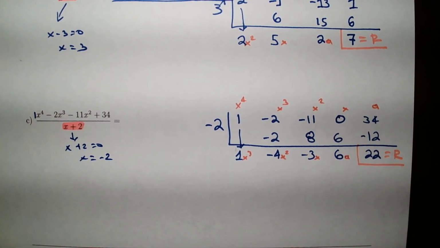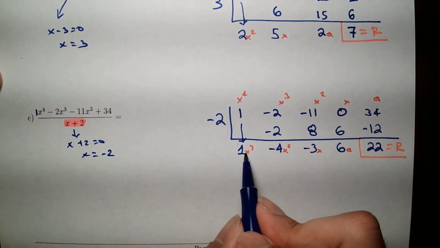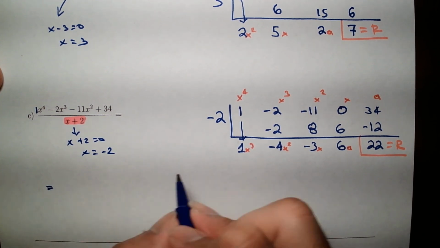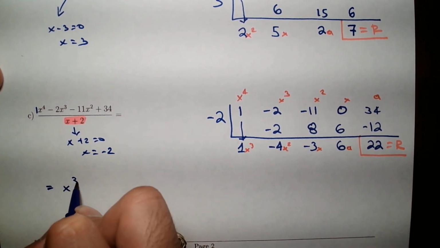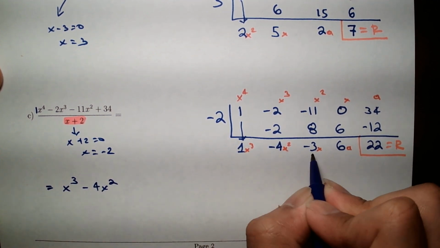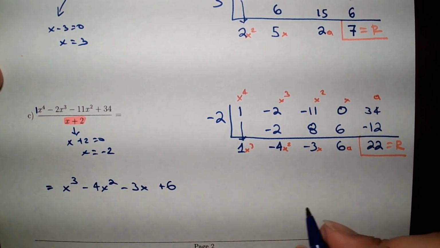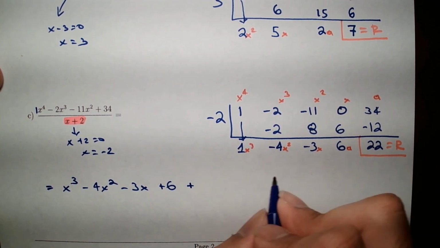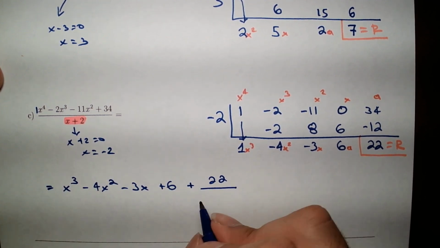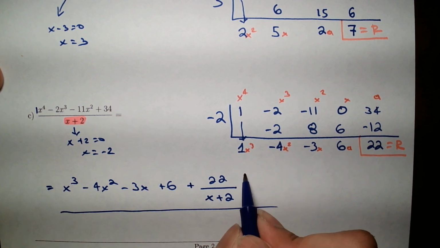All right. Now let's see. We need to write this quotient. In this case, the final answer will be x cubed, we don't need to write the 1, minus 4x squared, minus 3x, plus 6. And because we had a remainder, that's 22 over the divisor, which is x plus 2. And that's the final answer.